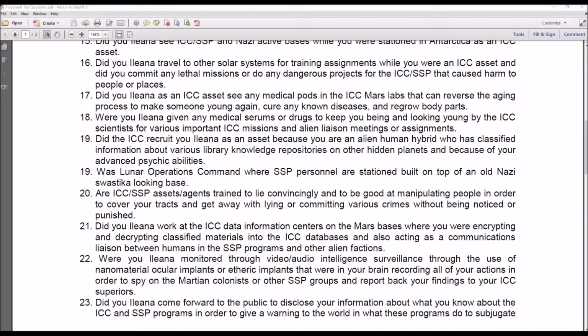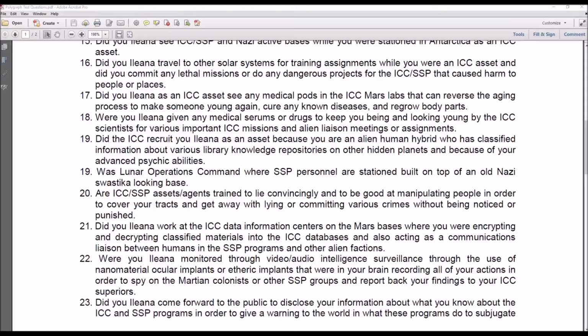Did you, Ileana, work at the ICC Data Information Centers on the Mars basis, where you were encrypting and decrypting classified materials into the ICC databases and also acting as a communications liaison between humans and the SSP programs and other alien factions? Yes.